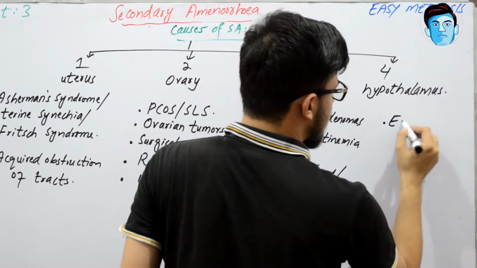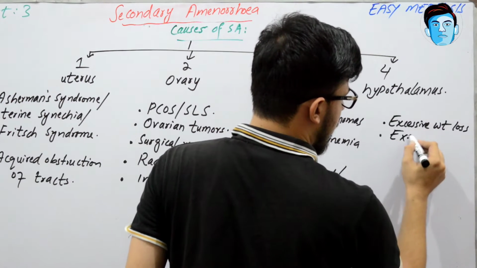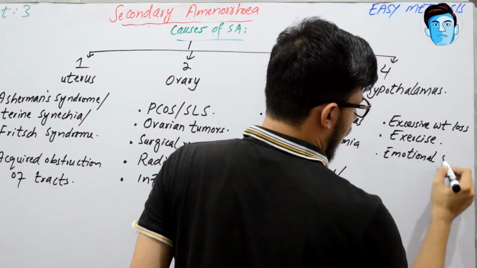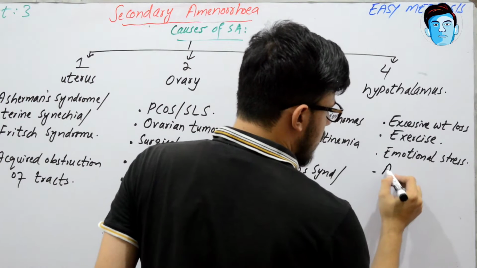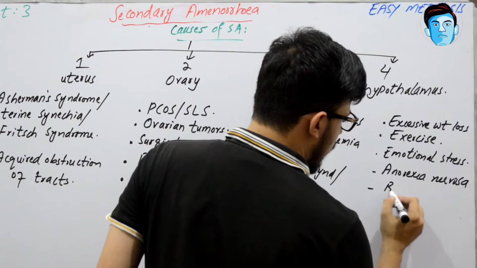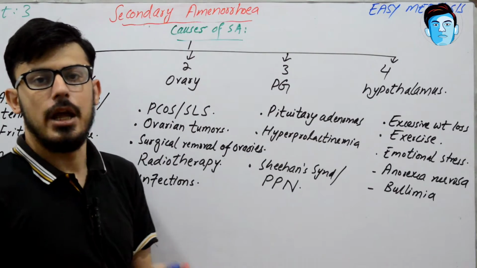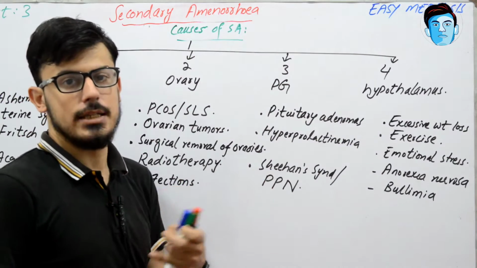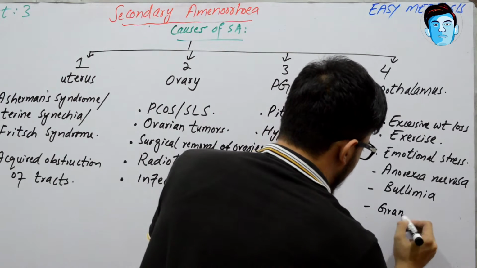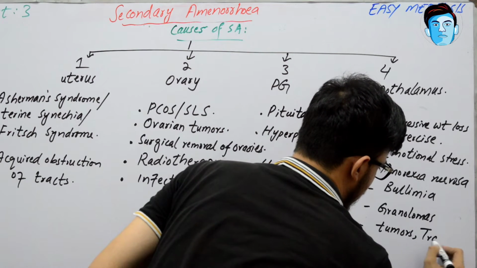And what are the causes of secondary amenorrhea related to hypothalamus? It consists of excessive weight loss, exercise, emotional stress, anorexia nervosa, also bulimia. Bulimia is a psychological disorder in which a person eats too much and has lost the sense of control over the eating. So this is called as bulimia. And also it consists of granulomas in hypothalamus, and also it includes the tumors and traumas, etc.